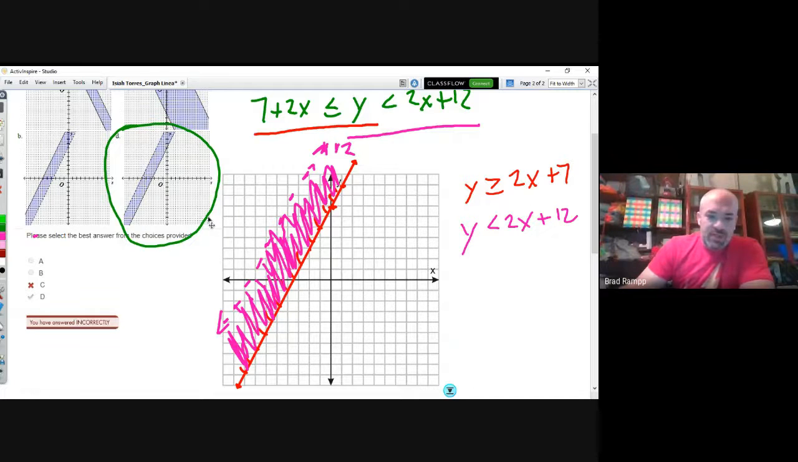So I shaded everything. And answer choices B and D are very similar, but we know it's D because of the dashed line on the upper line and the solid line on the boundary. It's reversed for answer choice B. So that makes it D.